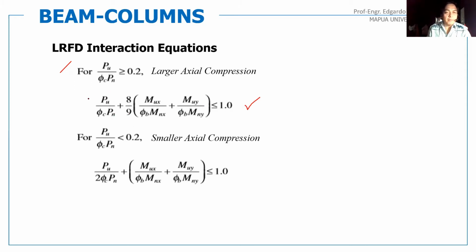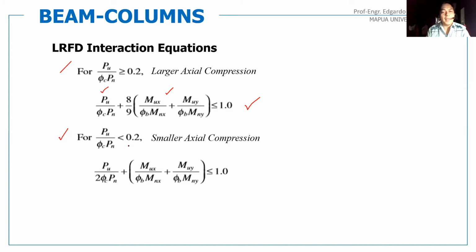As you can see from this interaction equation, this term is more of axial compression. Of the 8 over 9, only 8 over 9 is allotted for bending. The second condition is applicable whenever we have Pu over phi Pn less than or equal to 0.2.